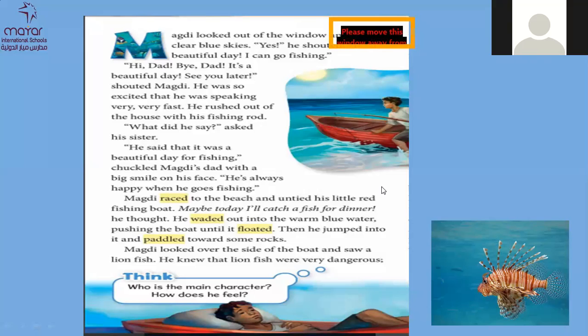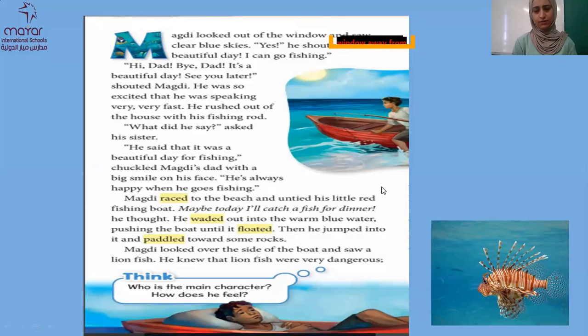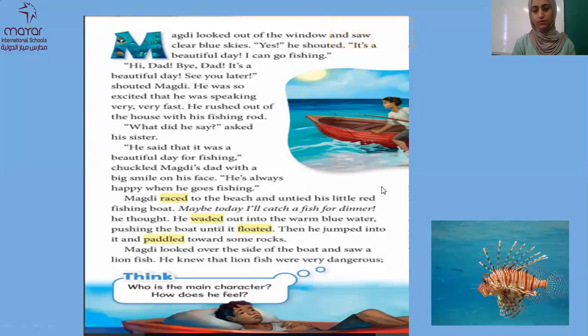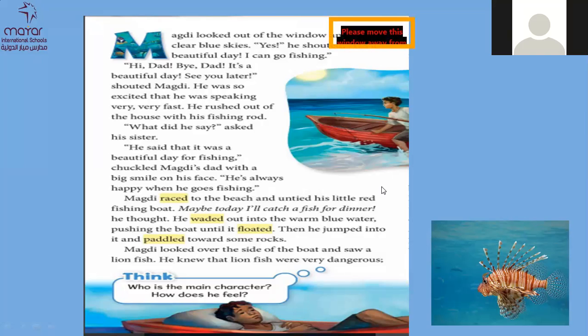All right. Now, Ahmad or Maryam, what is the meaning of floated? Something that floats on water. Something that stays on the surface of the water. So floated means to stay on the surface of the water. Thank you so much, Maryam.